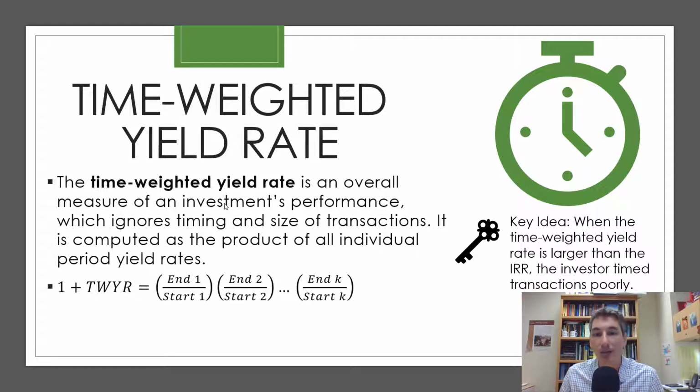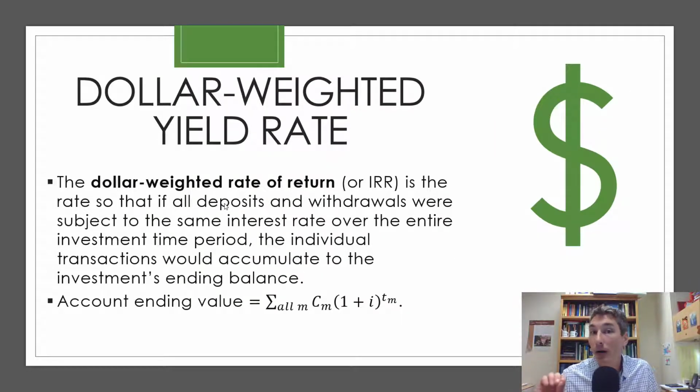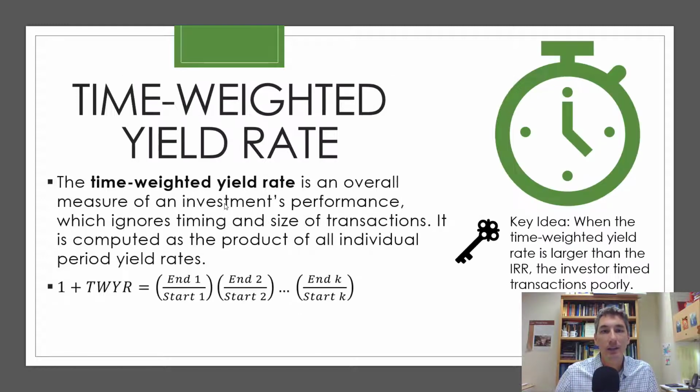It ignores timing and size of the transactions. So the dollar weighted yield rate is more about what the manager of the portfolio did. This one is sort of more about the things itself as opposed to what the investor actually did. So the key idea is when the time weighted yield rate is larger than the dollar weighted yield rate, then the investor timed transactions poorly. So there's two measures of performance, and one of them tells you more what the investor did, and the other one tells you more sort of what the market did.